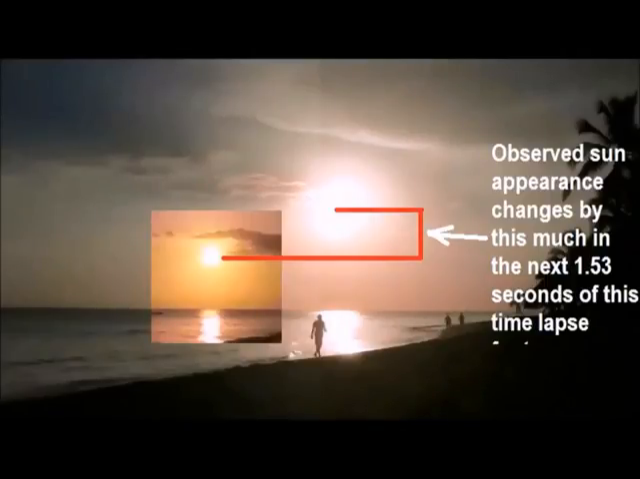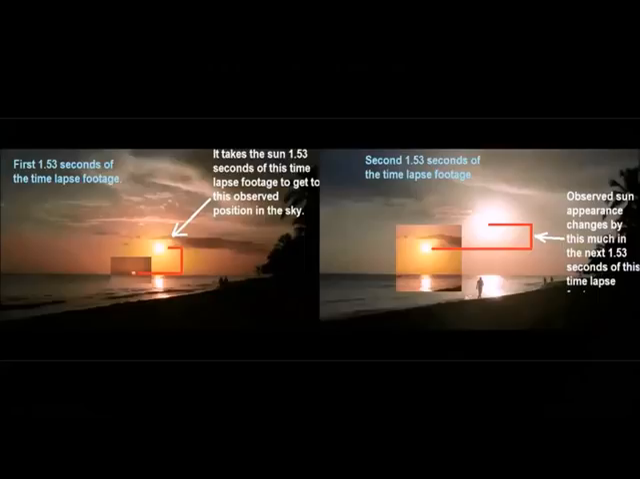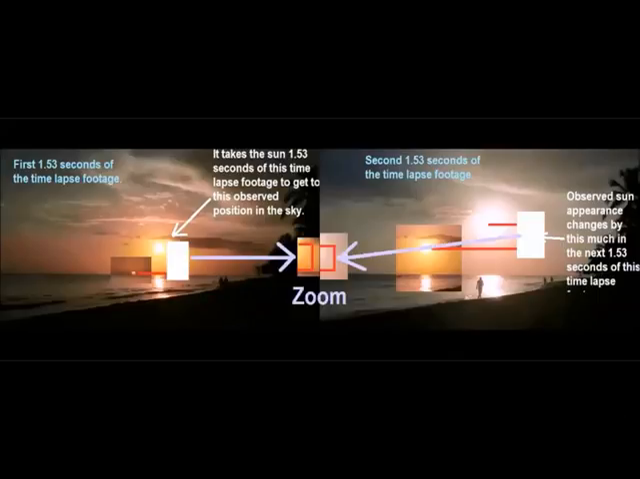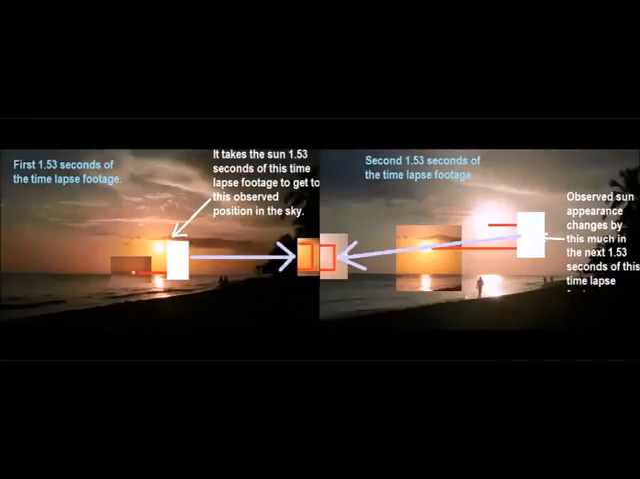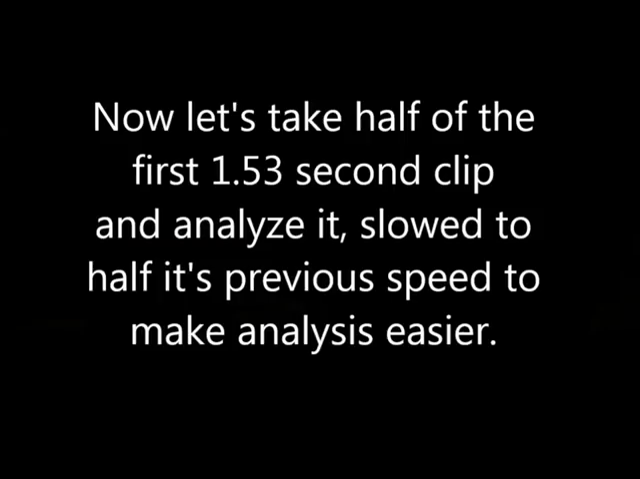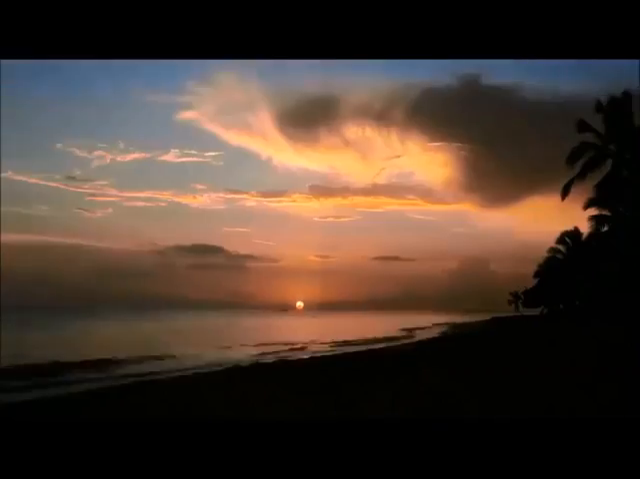So compare the two, put them next to each other, look at these distances, and we can see that the sun velocity was greater as the sun's appearance of its distance from the horizon was greater, the lower it was in its appearance in the sky. Now take the first half of the footage that we just watched and do the same thing again, divide it in two parts to look at the first and the second half. Here's the first half, and you can see the sun changed its appearance in the sky by this much.